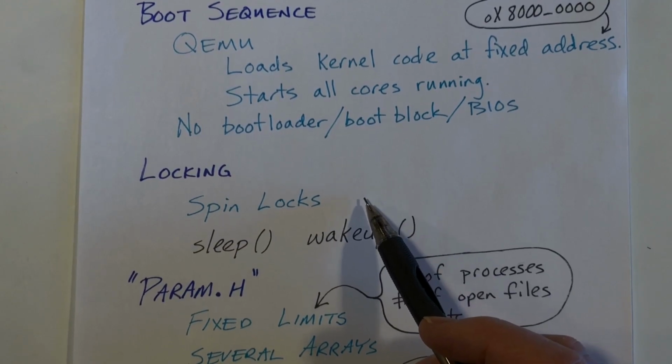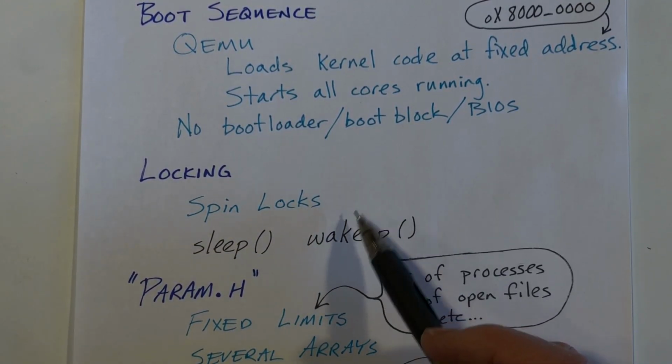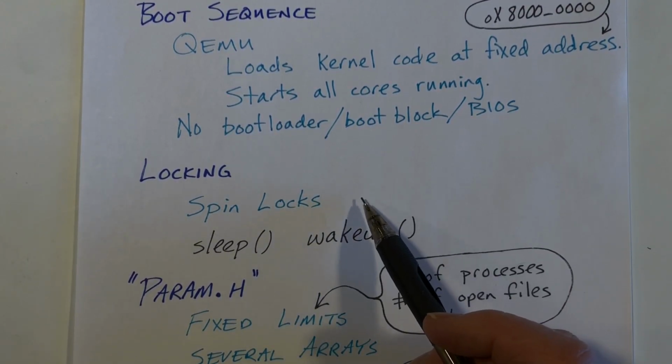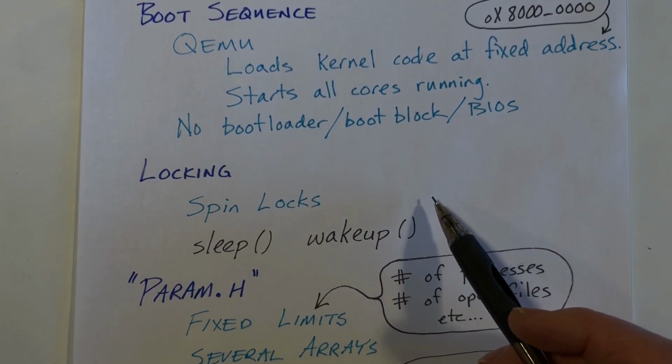And what acquire will do is, basically in a tight loop, wait for that word to become 0, unlocked, and then when it finds that it's unlocked, it will set it to 1. And release just simply sets the word back to 0.